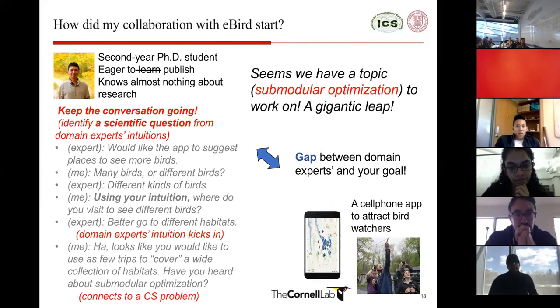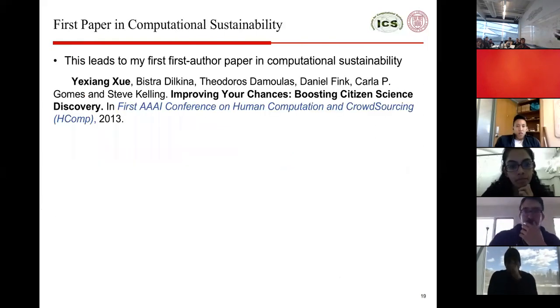That is how we identified a research topic out of this collaboration with my collaborators, who initially would like to do a cell phone app. But we actually did a cell phone app in the end. This led to my first author paper in computational sustainability, in collaboration with Vistra, Theo, Daniel Fink, Carla Gomes and Steve Kelling. It was published in the first AAAI conference on human computation and crowdsourcing.